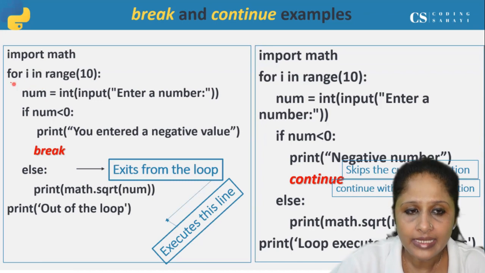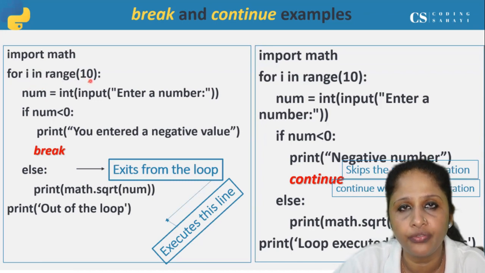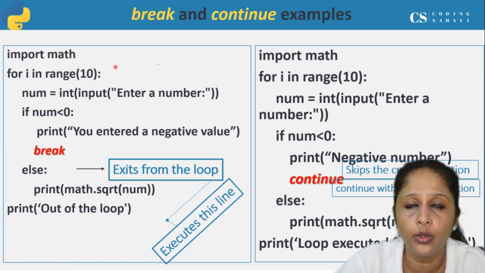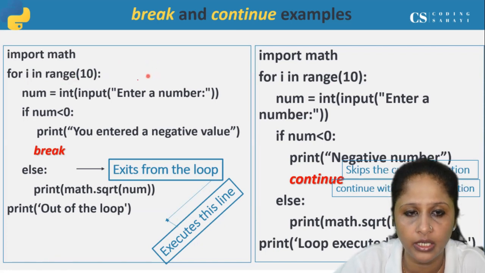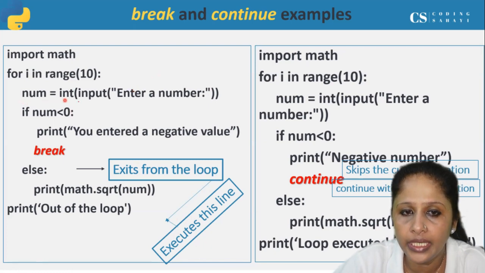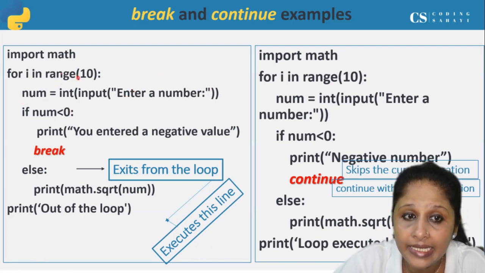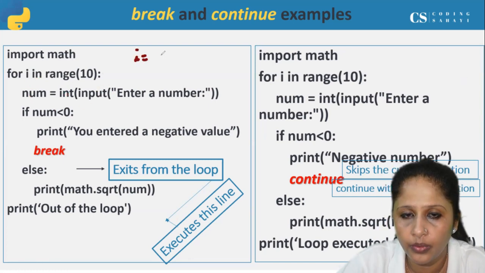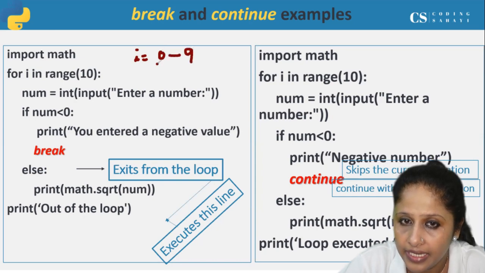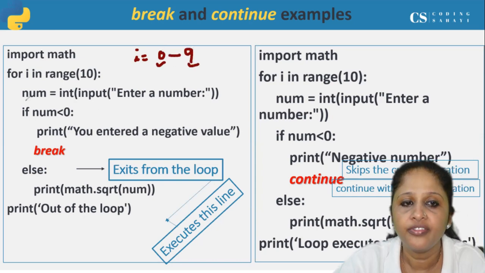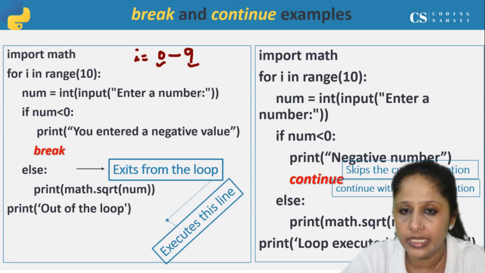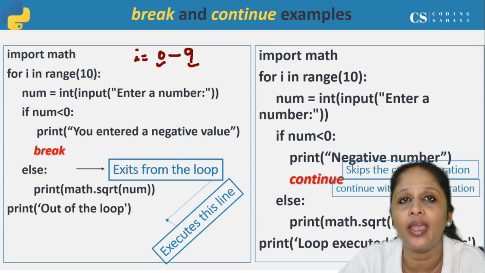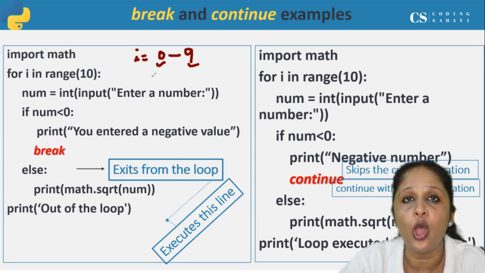Next line, I have written for i in range(10). That means the value of i is between 0 and 9, so 0 to 9 it will be executed. Then I have given num = int(input("Enter a number")). Inside our loop I am going to enter the numbers, that is, a total of 10 values using the loop.